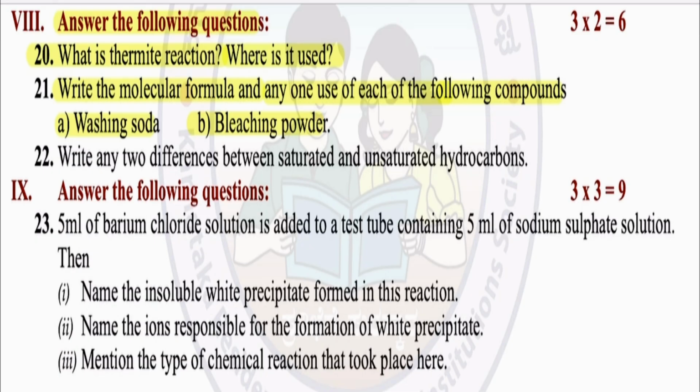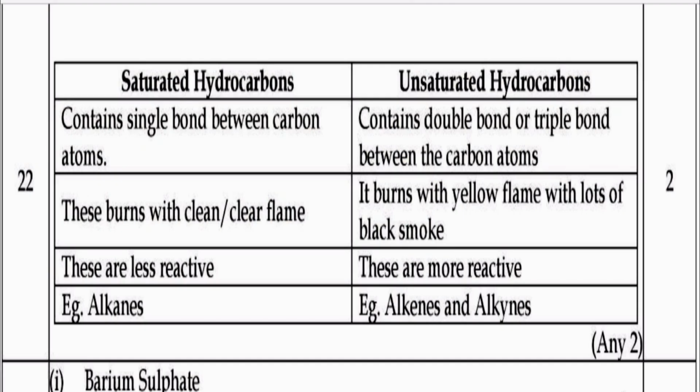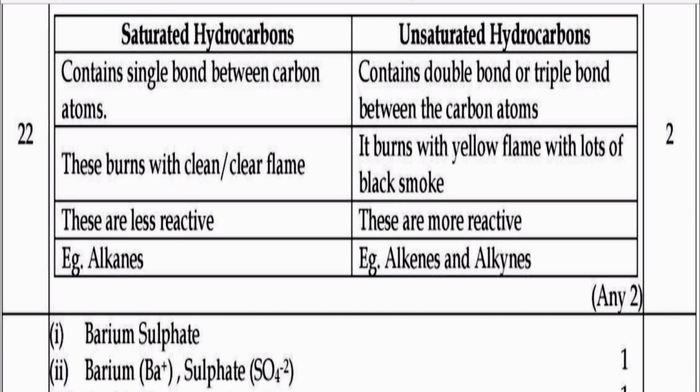Next, let's go to the 22nd question. Write any two differences between saturated and unsaturated hydrocarbons. Saturated hydrocarbons contain single bonds between carbon atoms and they burn with a clean and clear flame. They are less reactive and examples are alkanes. Whereas unsaturated hydrocarbons contain double or triple bonds between carbon atoms and burn with a yellow flame with lots of black smoke. They are more reactive. Examples are alkenes and alkynes.